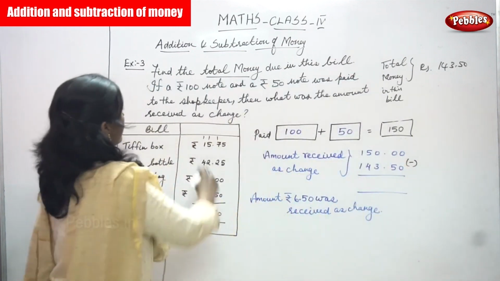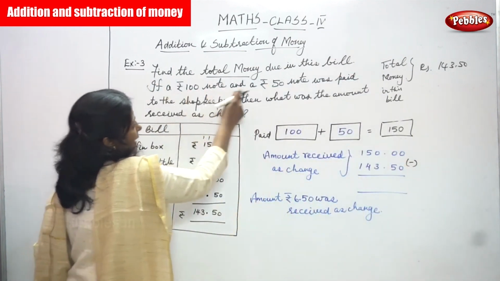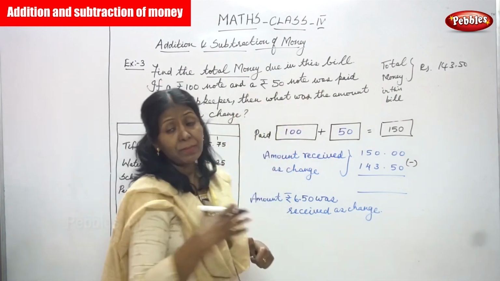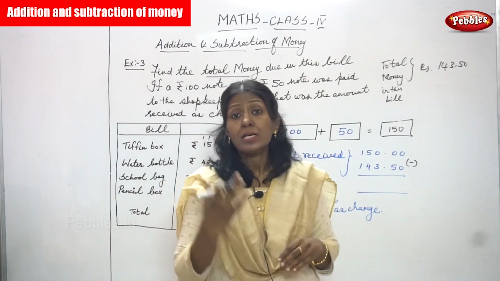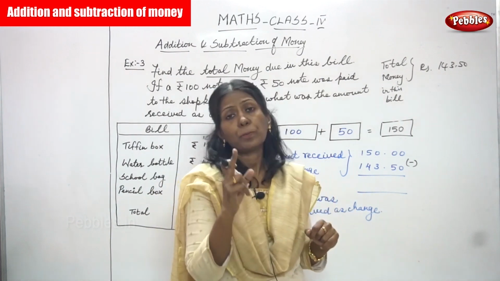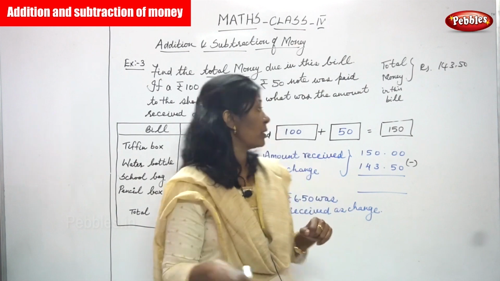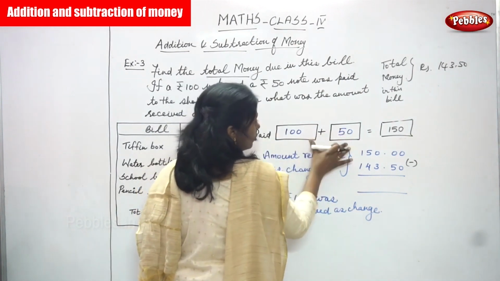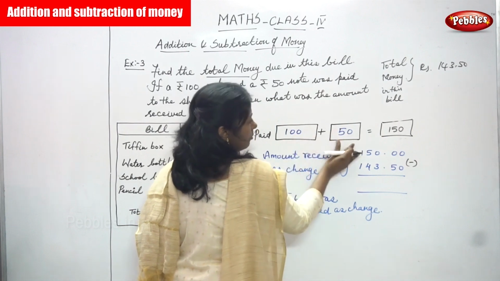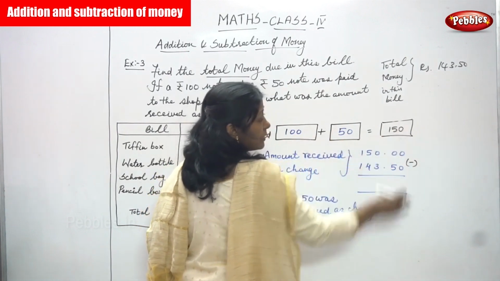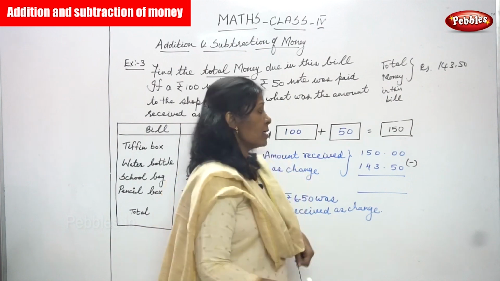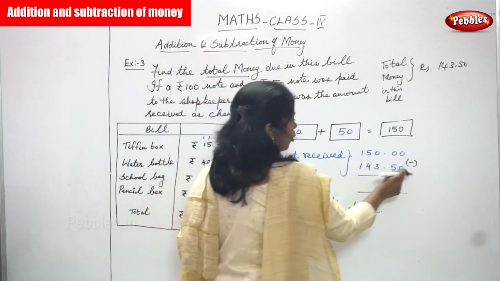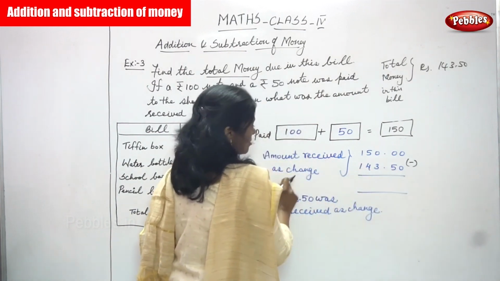And if a 100 rupees note and a 50 rupees note was paid to the shopkeeper by the person, X or Y, you have to calculate them together. So 100 plus 50, he has already paid 150 rupees. The bill amount, the total money in this bill, is 143.50. Now, the amount received as change.